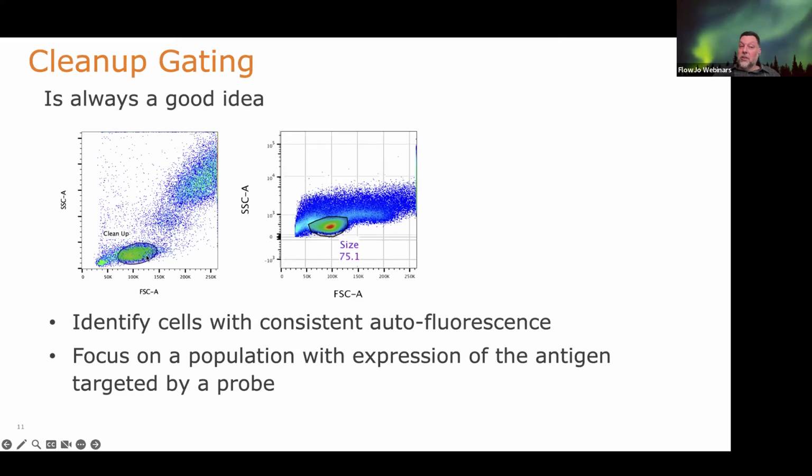And again, if my marker's on lymphocytes, I want to gate here. If my marker's on monocytes, I want to gate up here. And granulocytes are going to be up here because they are going to have different autofluorescent properties. And we're going to want to match the same type of cell to positive and negative fractions here. So focus on that population with the expression of the antigen targeted by your antibody fluorochrome conjugate or probe, in this case, your fluorescent probe.